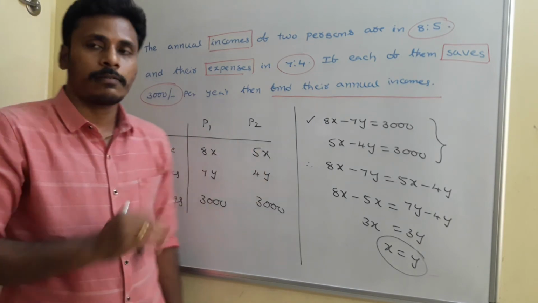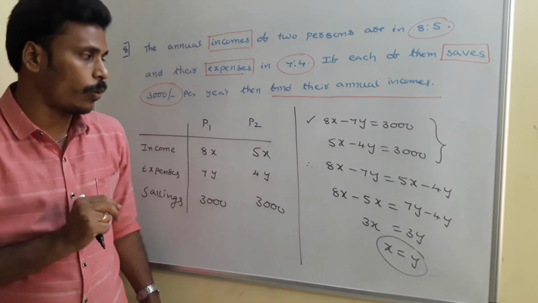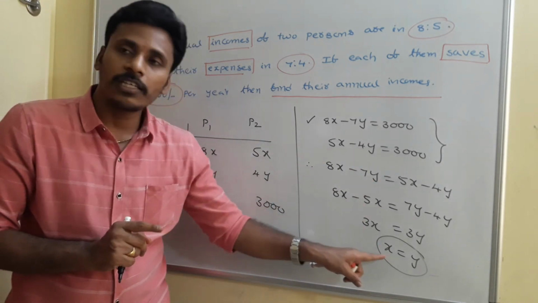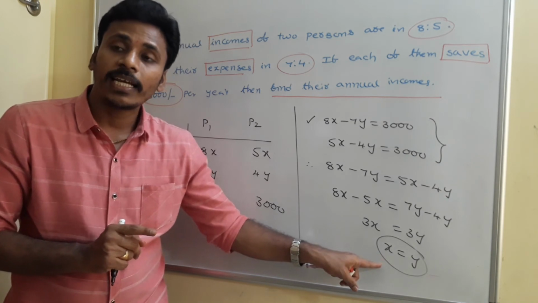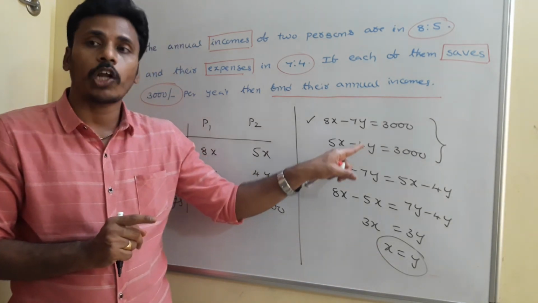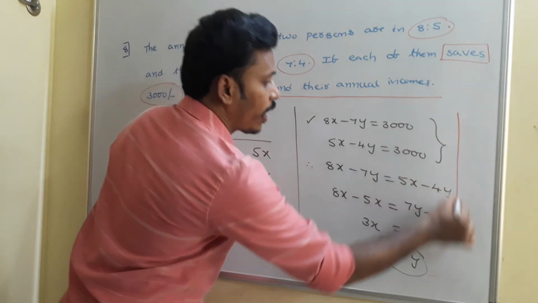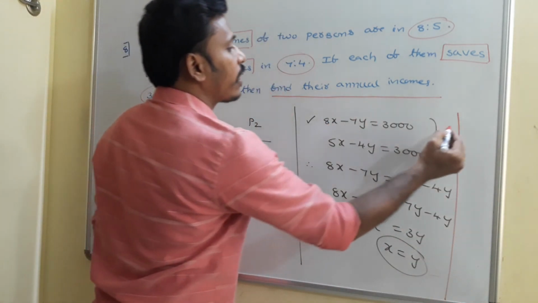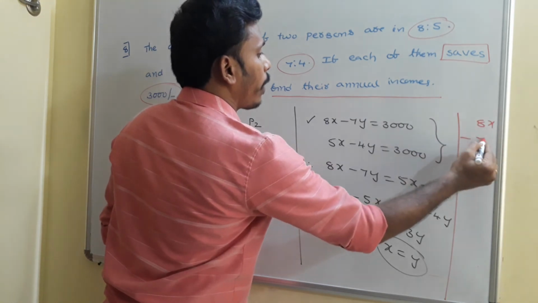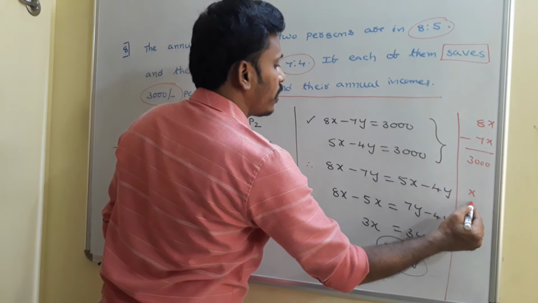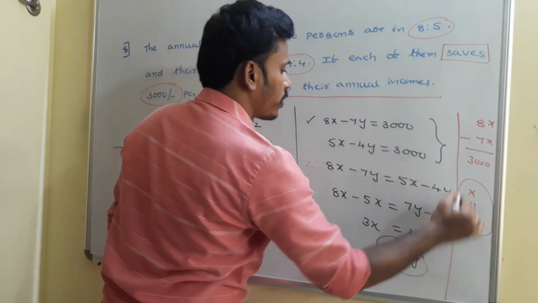I need x, but I have a relation between x and y, so use this relation to find x. In the sense, y is equal to x, right? So write x in the place of y in the first or second equation. If you write it there, at the end what I have is 8x minus 7y, which is again x is 3000 rupees. So x is equal to 3000 rupees again.